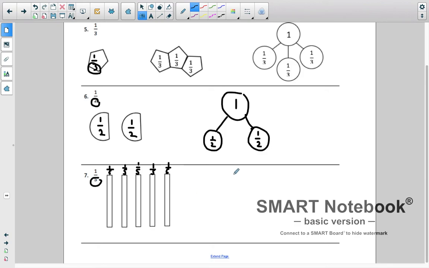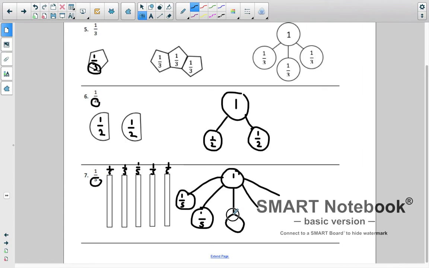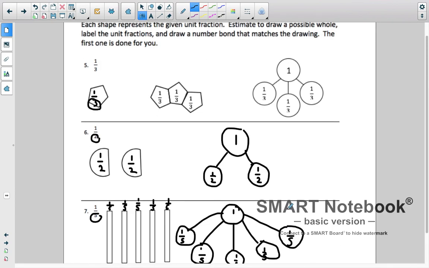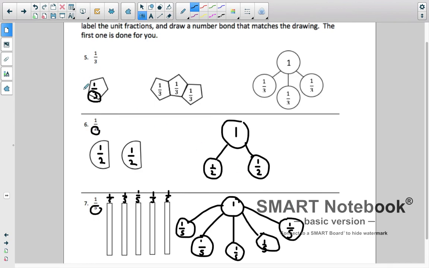Now I'm going to do my number bond. So 1 is at the top, and 5 1/5 equal 1 whole. Each circle represents the rectangle that equals 1/5. Circle here. And 1/5 in each circle. Thank you for being patient as I write this in. There we go. And that's the problems.